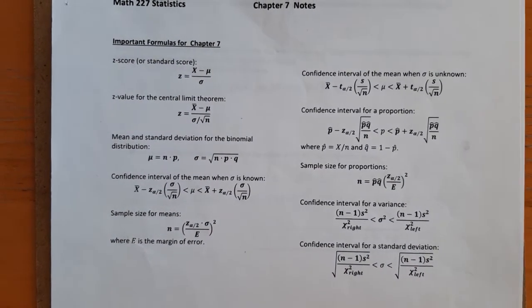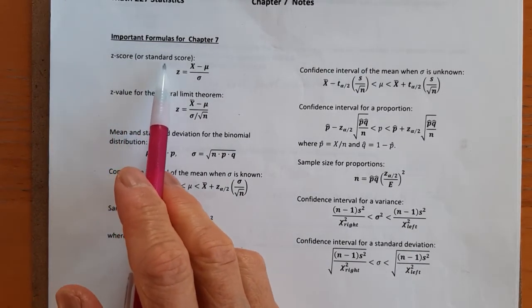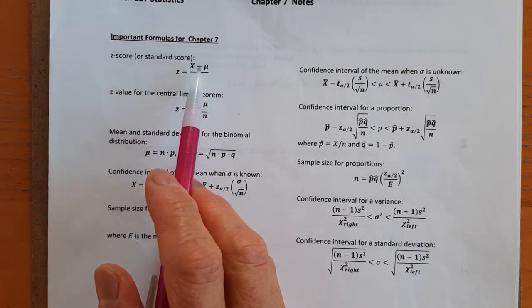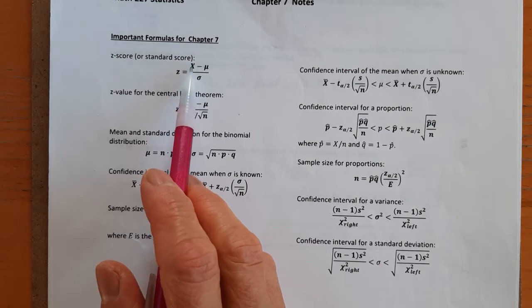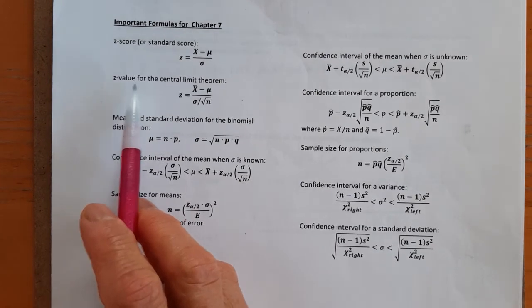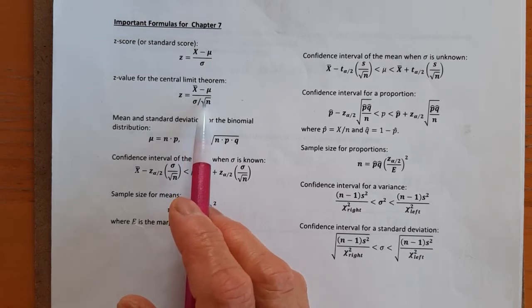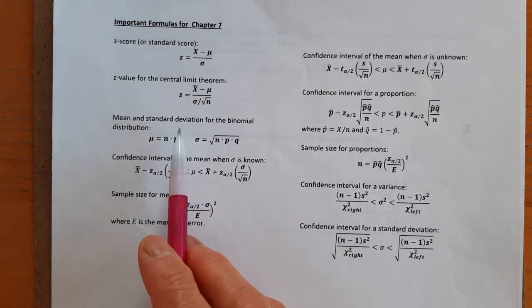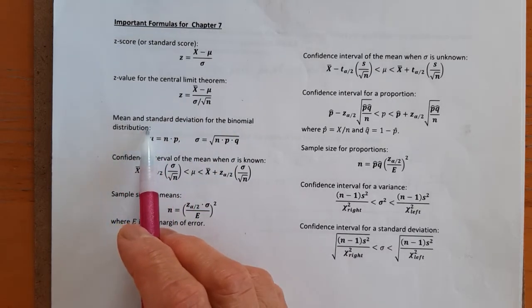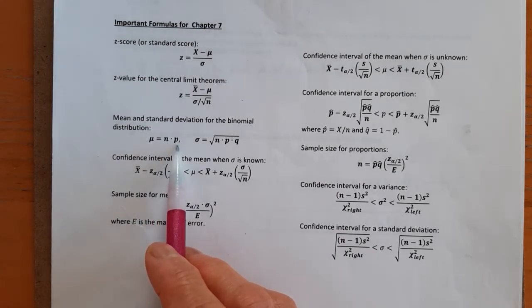Here is the formula we are going to use. First one is a z-score, also called standard score. Z equals X minus population mean over standard deviation. And the z-score for the central limit theorem, we need to divide by square root of n. Then the mean and the standard deviation for the binomial distribution: mu, the population mean, is equal to n times p.